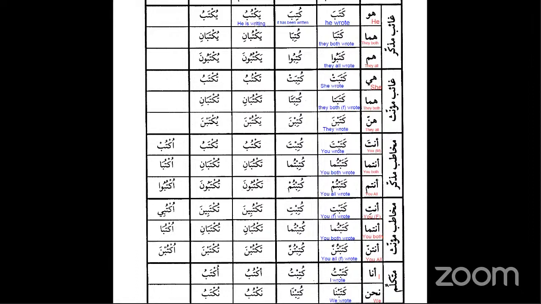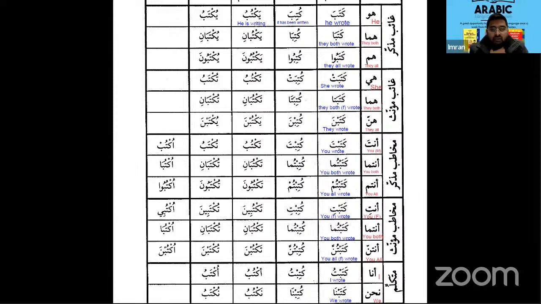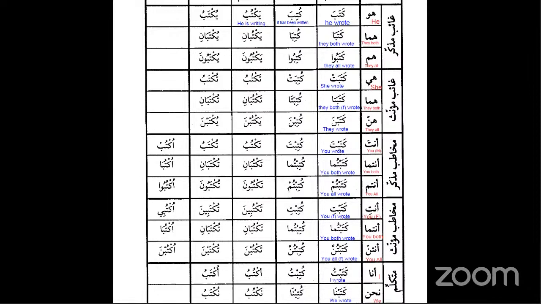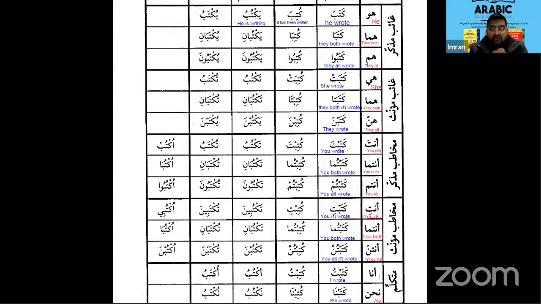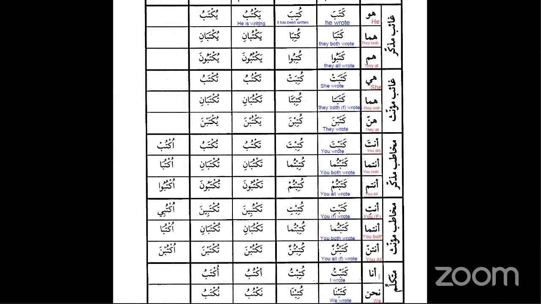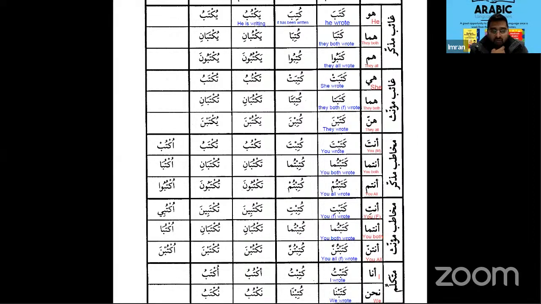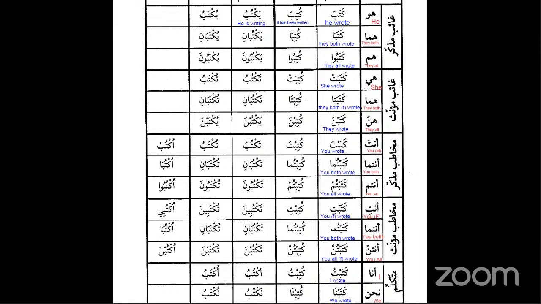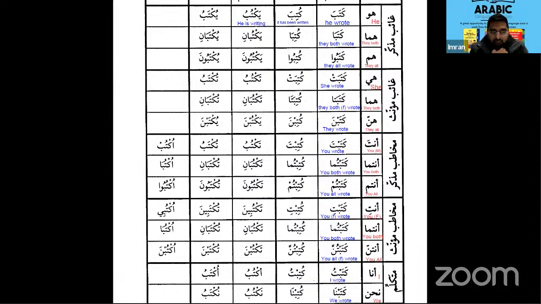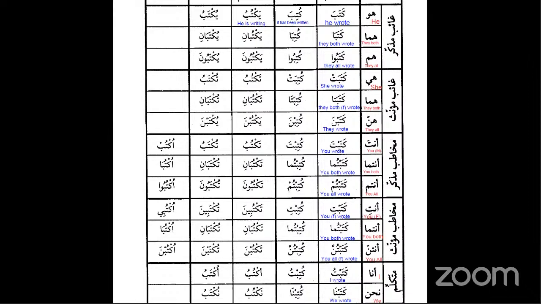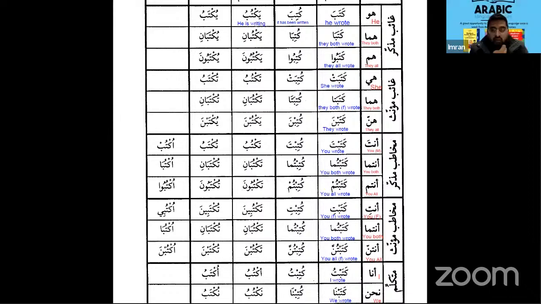Hunna yaktubna, they all females are writing. Antum taktubuna, you all males are writing. Antunna taktubna, you all females are writing. You one female is writing, so it's anti taktubina. Antum taktubuna, you all males. You one male, anta taktubu.